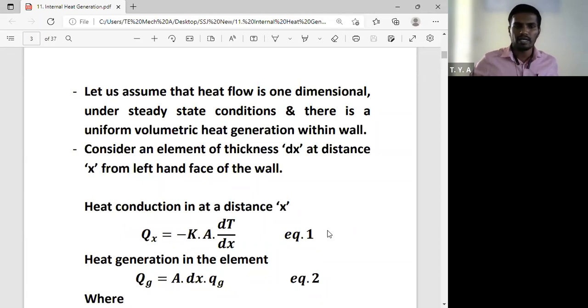Okay, full stop. Then write on the next line, consider an element of thickness dx. So we have considered one small element having thickness dx. We have considered one small element having thickness dx at distance x from left hand face of the wall. Okay, consider an element of thickness dx at distance x from left hand face of the wall.